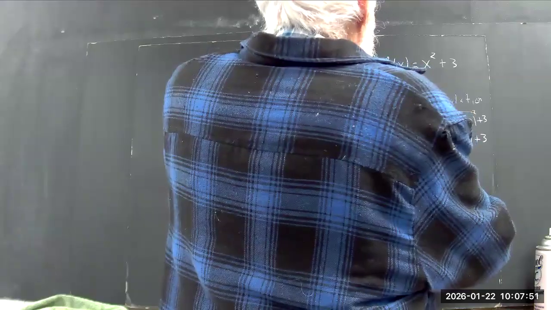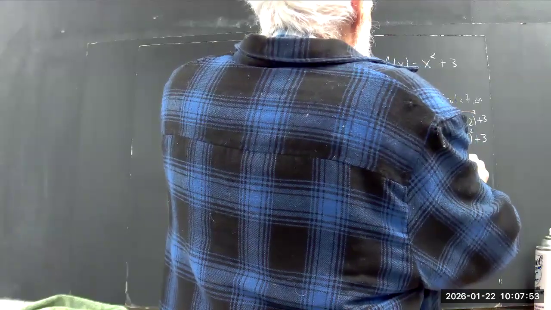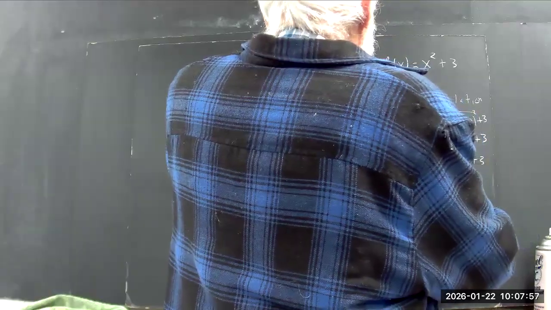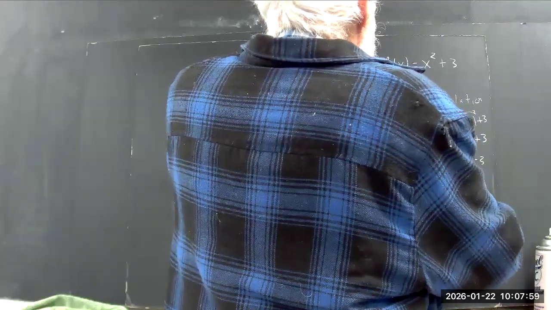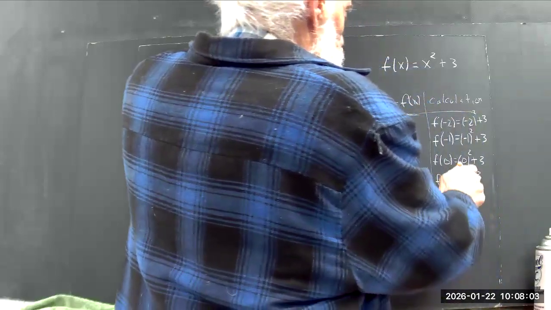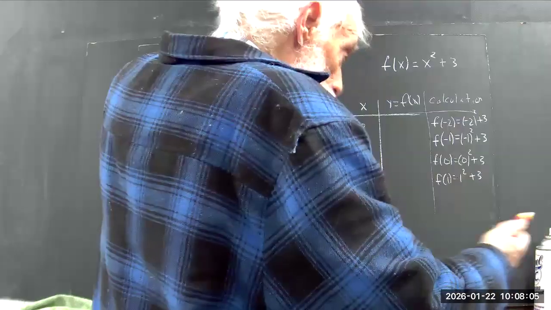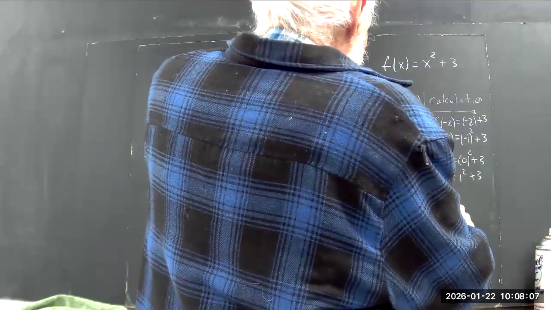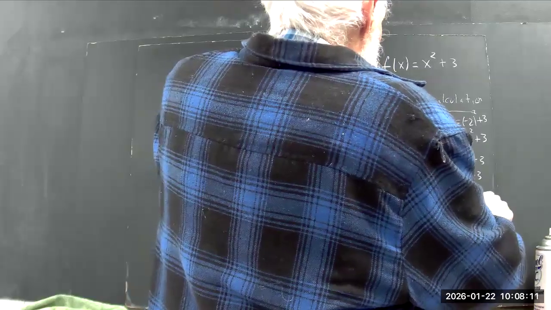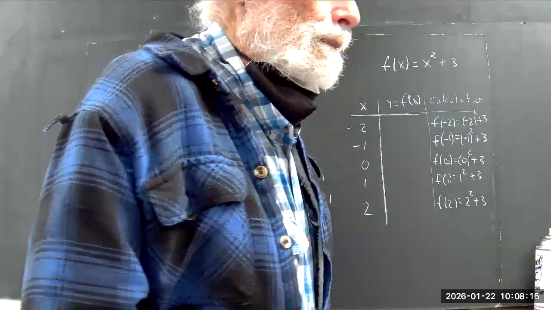Anyhow, the rest of the lines are going to read f of 0 equals 0 squared plus 3. F of 1 equals 1 squared plus 3. I don't really need the parentheses around the 0 because it doesn't have a negative sign on it. And I don't need it around the 1 and the 2. Then we can do the arithmetic.